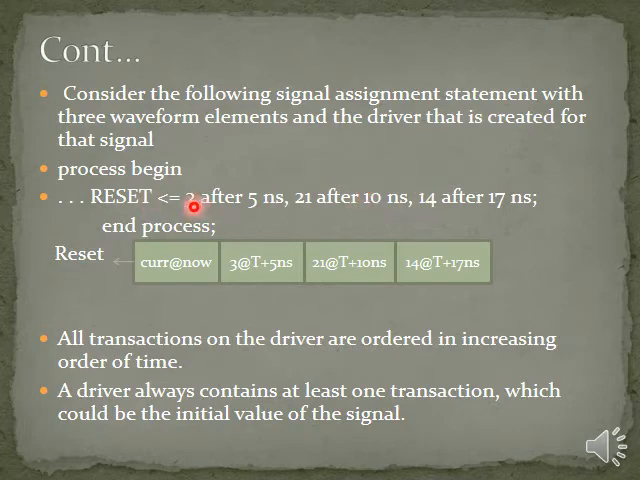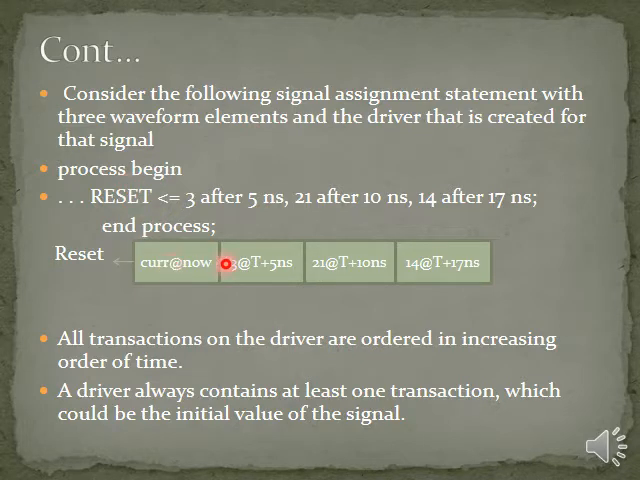This 3 is replaced by the 21. Okay, now this 21 is assigned to the reset value. Okay, in the same way what happens? Now the time advances to 17 nanoseconds. Then what happens? This 21 is replaced by 14 and 14 is assigned to this reset.